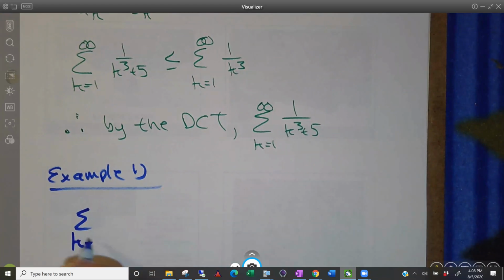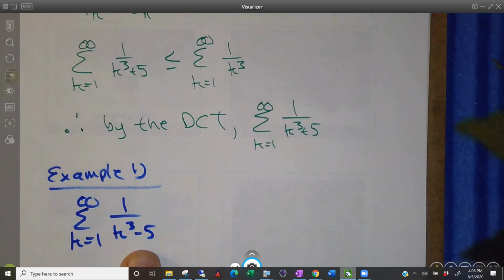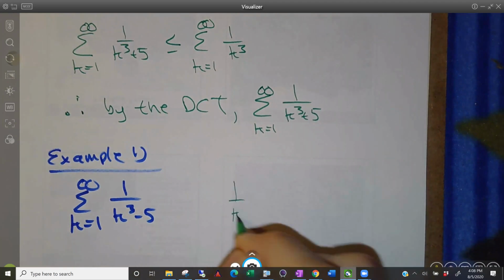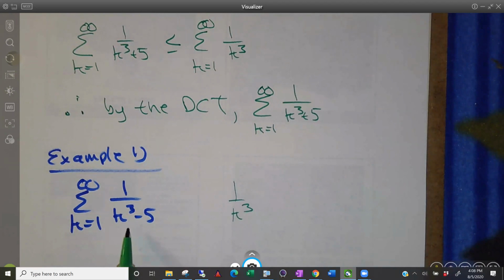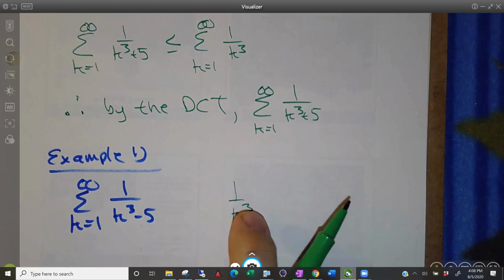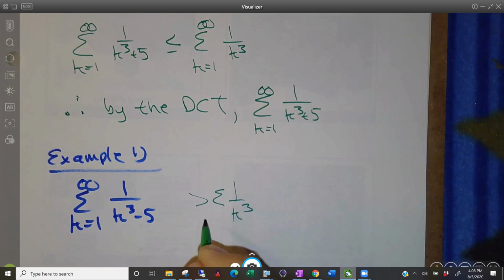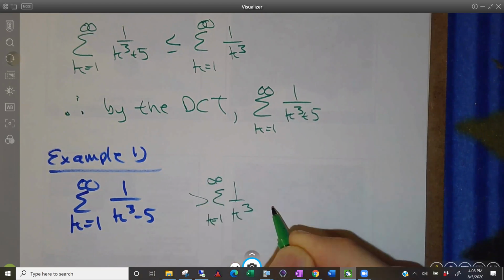What if I had something like this? 1 over k cubed minus 5. I can't just easily get rid of that minus 5 and use the direct comparison test anymore, because if you wanted to use the direct comparison test with 1 over k cubed, that's not going to work anymore. Well, wait a minute. That's the natural thing to look at, but it doesn't work anymore. Because this would actually be, let's see which way the inequality would run now. Yeah, it would run this way. Sum from k equals 1 to infinity, like that.